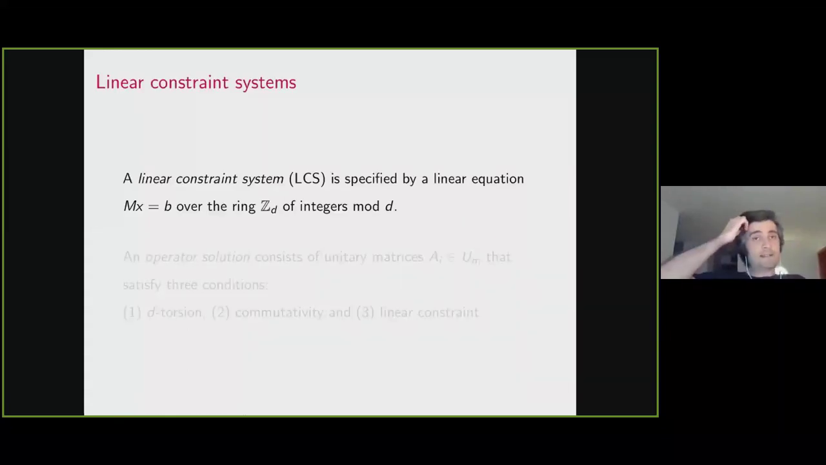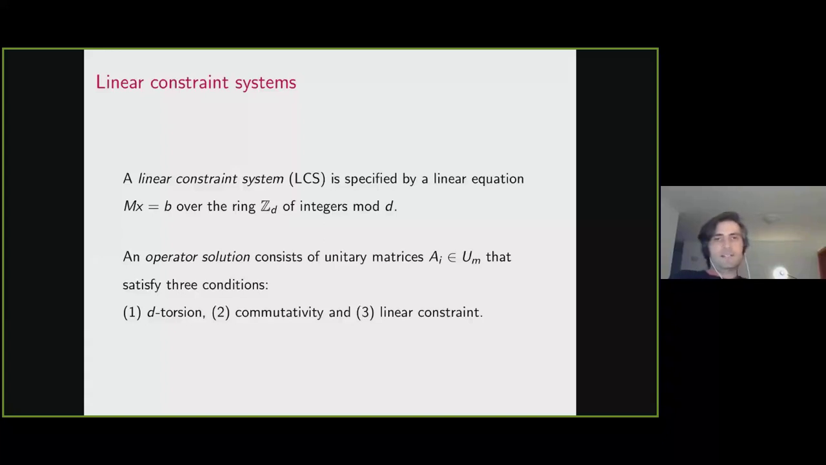So the basic object that I'm going to talk about is linear constraint systems. These are matrices, and these matrices are going to satisfy three properties. The first one is the detorsion property, which imitates the detorsion property of the integers Z mod d. And there's a certain commutativity condition, which I will explain in more detail. And there is the linear constraint, which comes into play as a multiplicative form of the linear equation. So this is going to be the main object of study of the talk.